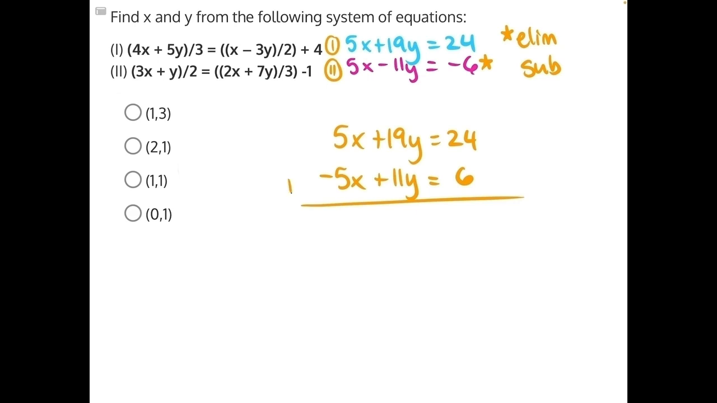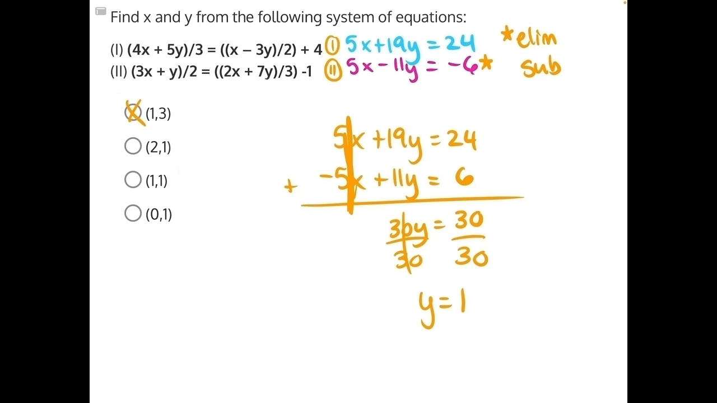Now we can combine to eliminate. Our 5x's will eliminate since they're opposites. These will combine to give us 30y, and then these will combine to give us 30. Now the last step, 30 is being multiplied to y, so the opposite operation is division on both sides. These will cancel, leaving us with y is equal to 1. This only eliminates our first answer choice, so we're going to have to plug it back in to figure out what our x value is.